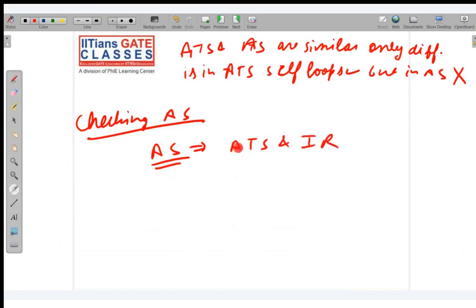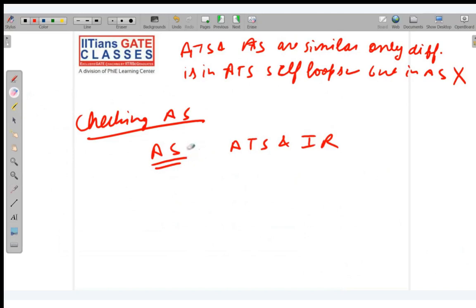So if a relation is antisymmetric as well as irreflexive, it will be asymmetric. So now we will simply bypass the checking of asymmetric. If you are able to find that the relation is antisymmetric, we have done it. Irreflexive, we have done it. So if both are there, then it will be asymmetric. Otherwise, it will not be asymmetric. I have put an equivalence symbol here: asymmetric if and only if.